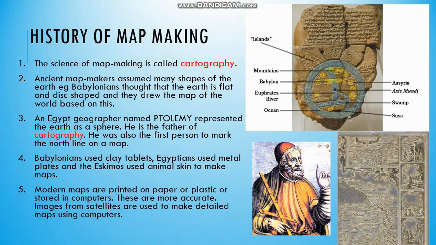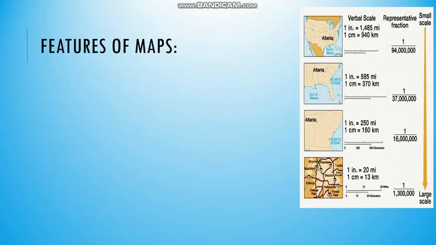Next, modern maps are printed on paper or plastic or stored in computers. For example, nowadays, whenever you travel in a car, you can use maps on your mobile in digital form. These are more accurate. Images from satellites are used to make detailed maps using computers.